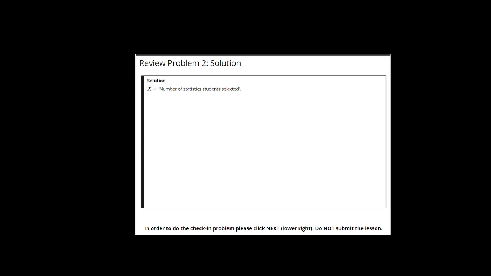Solution. Let X be the number of statistics students that were selected. X has a hypergeometric distribution. The probability function, the probability that X equals little x, is 100 choose x, because there are 100 statistics students in the class, times 200 choose 5 minus x. That's the number of ways we can choose 5 minus x Axi students, divided by 300 choose 5.